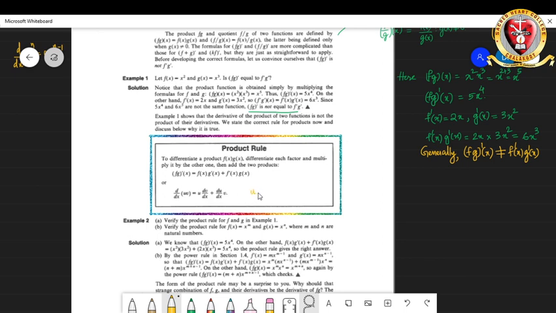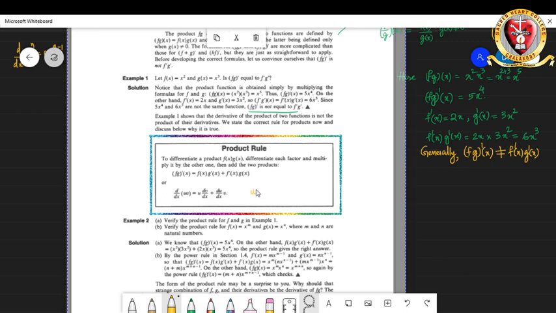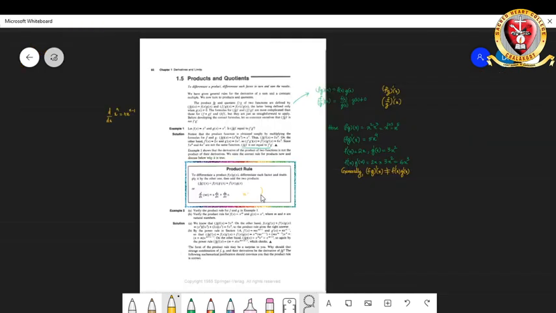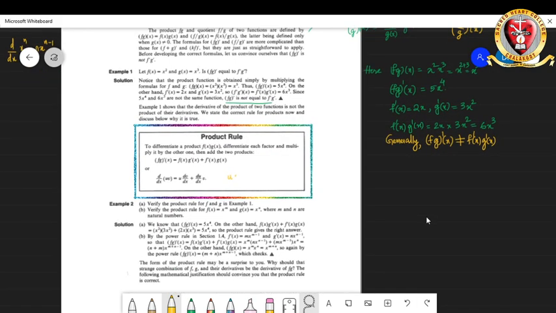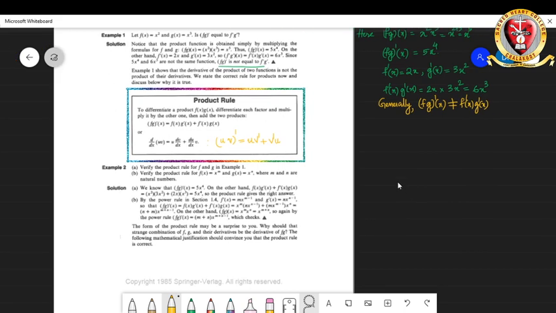Or you can write this as uv the whole dash is equal to u into v dash plus v dash into u. So you can use any of the three forms of the product rule. So hope you are now familiar with the product rule, and we can solve some examples using this product rule.